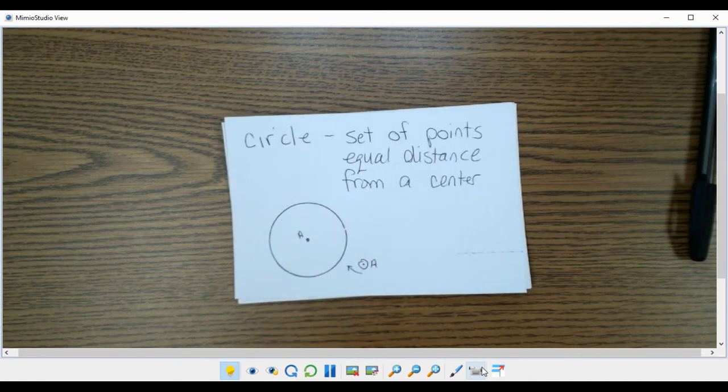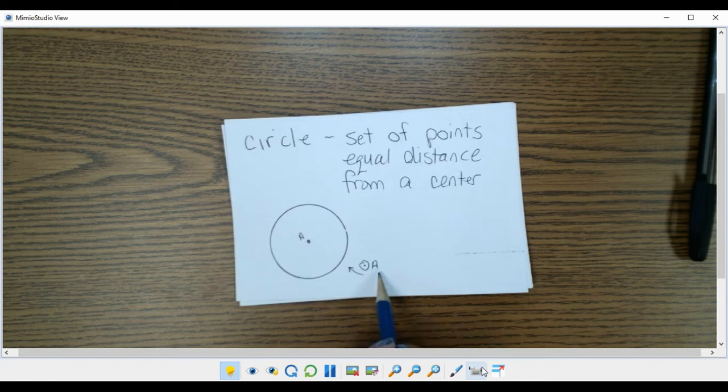Now, circles even get their own symbol. It's a little circle with a dot in the middle, so it doesn't look like an O, and then whatever the letter is for the center point. So this would be called circle A.